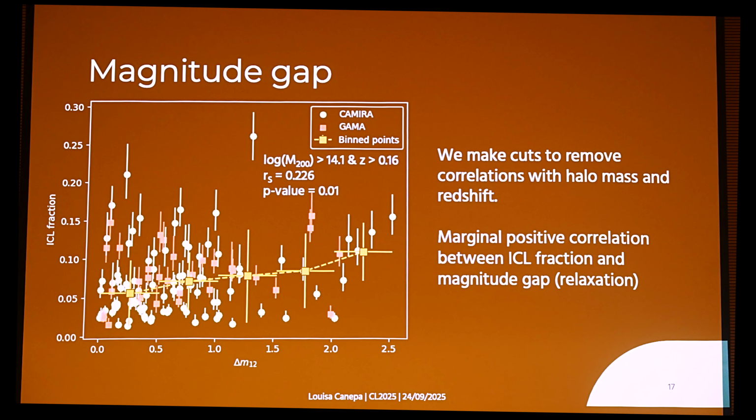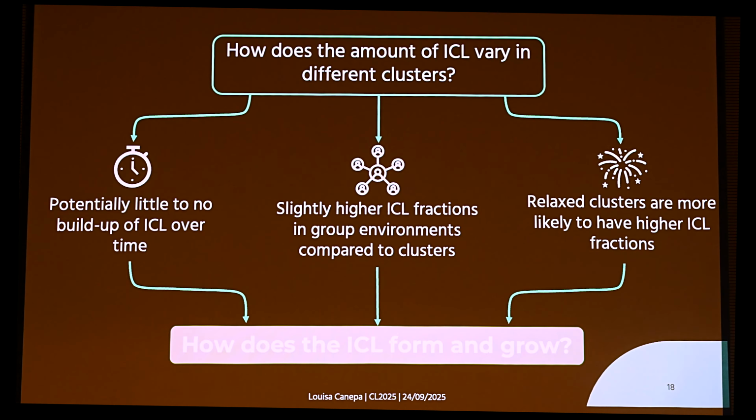Part of that is probably due to the fact that magnitude gap is not a perfect proxy for cluster relaxation, but it could also be that the effect really is quite weak. However, you can see in those bin points there as well that there is a kind of weakly increasing systematic trend that we're observing within this data. So this indicates that the relaxed clusters in our sample are more likely to have slightly higher ICL fractions than the non-relaxed clusters in our sample.